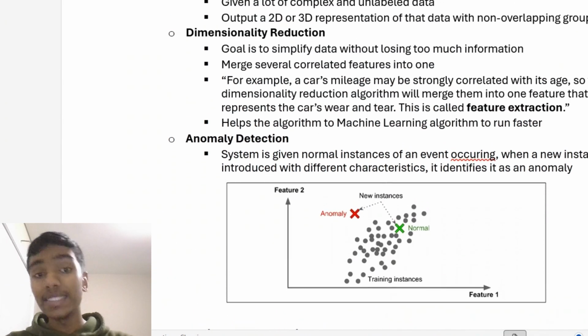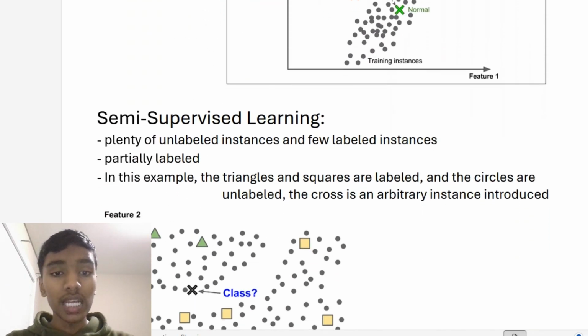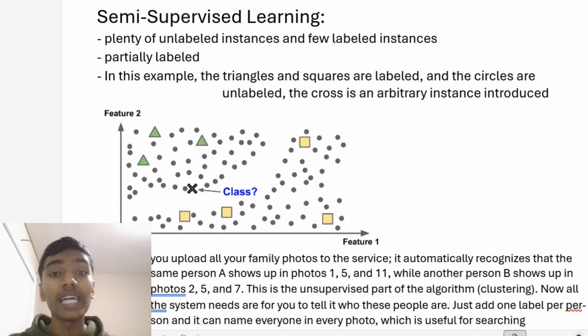So those are unsupervised and supervised learning. The next type of learning combines the two of them together and is actually the most commonly used one, which is semi-supervised learning.